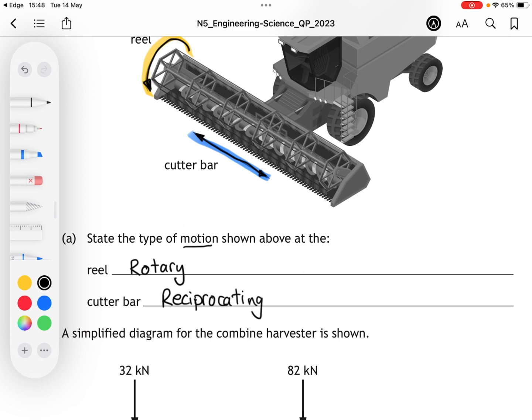Note there that if, instead of rotary, you'd written rotational or rotating, then that would be okay. And if instead of reciprocating you'd written reciprocal, that would be okay.